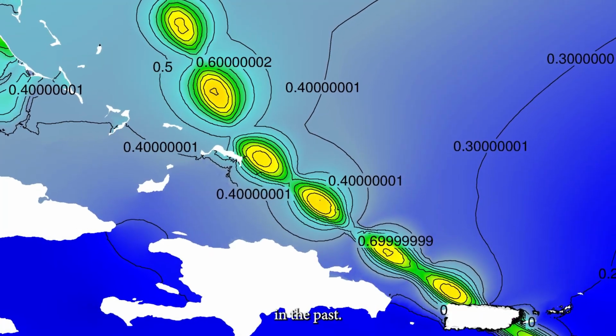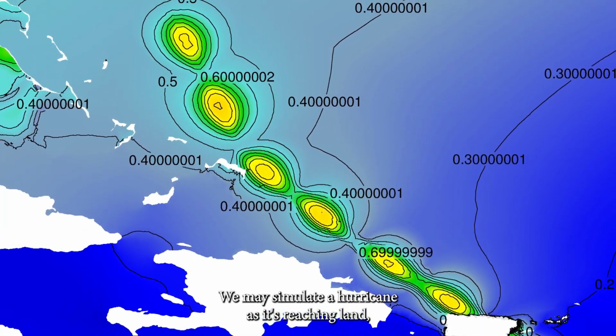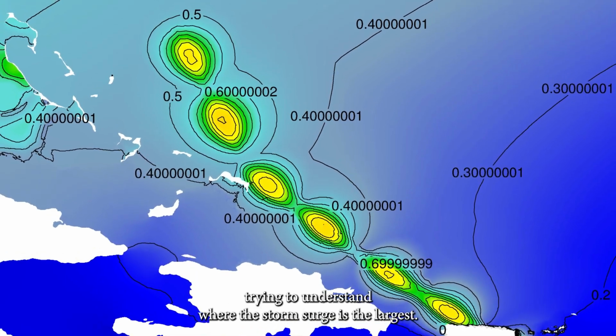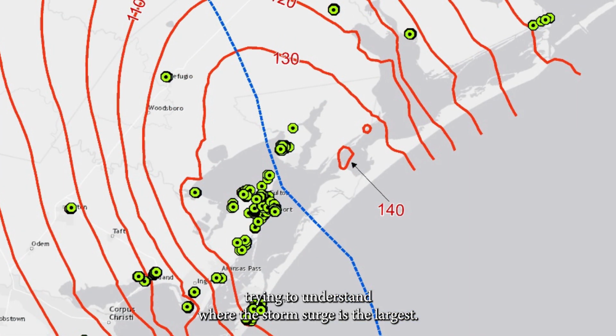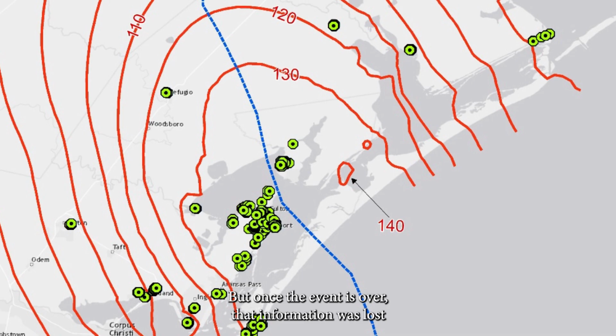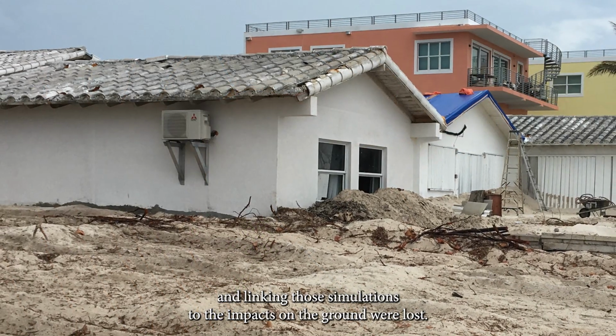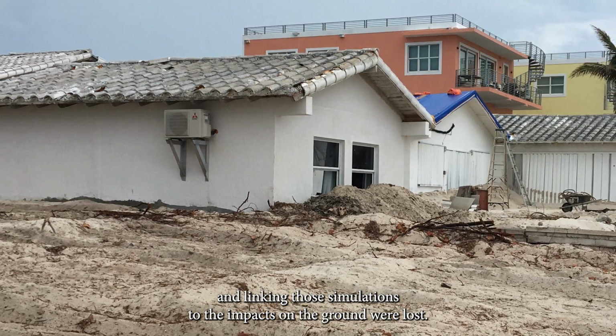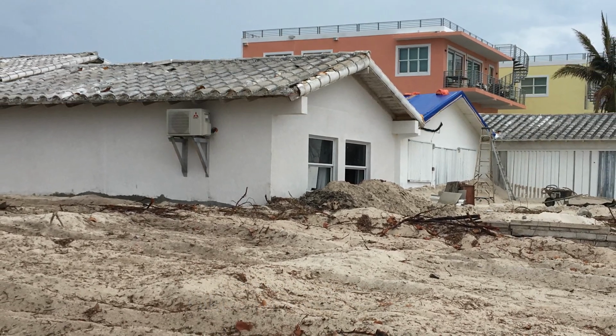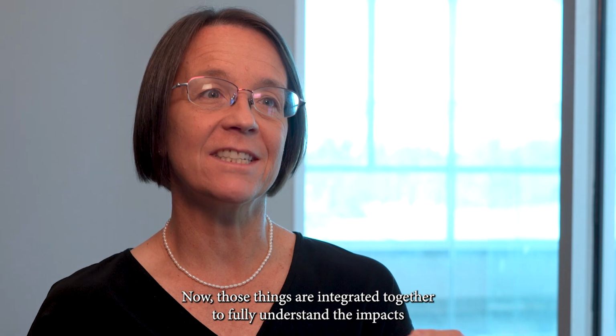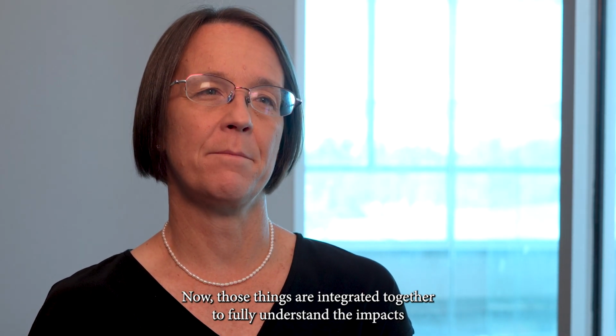In the past, we may simulate a hurricane as it's reaching land, trying to understand where the storm surge is the largest. But once the event is over, that information was lost, and linking those simulations to the impacts on the ground were lost. Now those things are integrated together to fully understand the impacts.